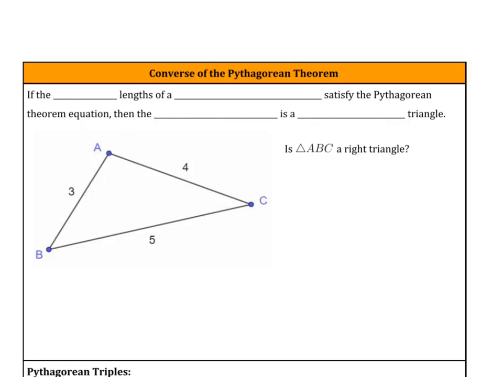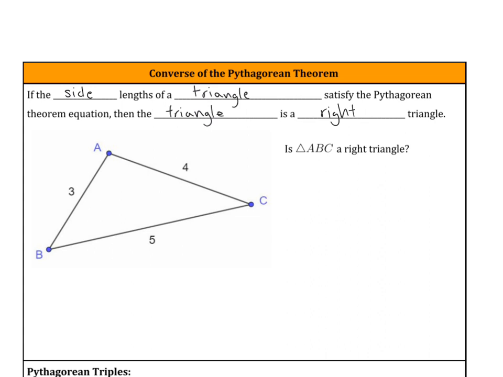All right, now there's something called the converse of the Pythagorean theorem, and this is kind of how it works. Let's go ahead and fill in the blanks, and then I can explain. If the side lengths of a triangle satisfy the Pythagorean theorem equation, then the triangle is a right triangle.